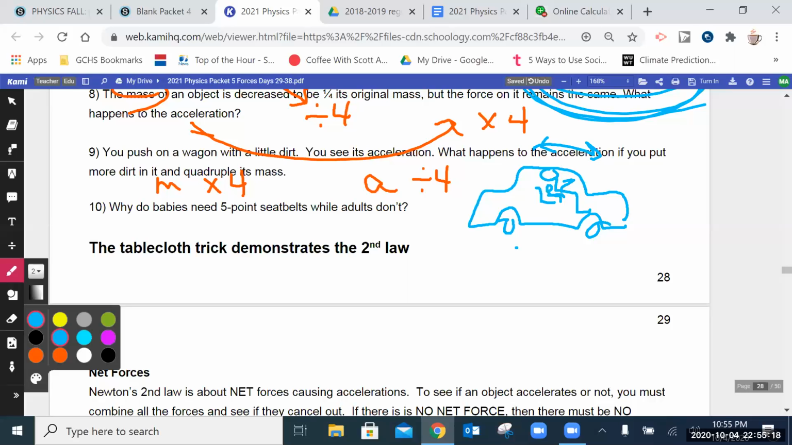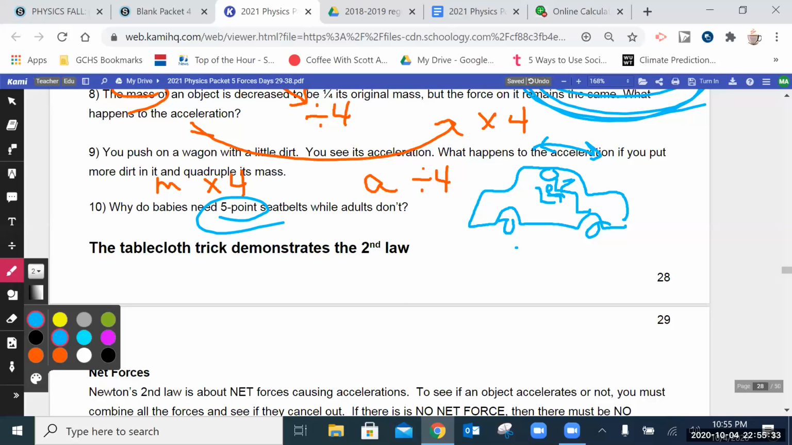Well, mass and acceleration are opposites. So if you have a smaller mass, you're going to have a bigger acceleration. The baby's head and body is going to have a larger acceleration forward. And so we have the 5-point seatbelt to hold them in more securely.